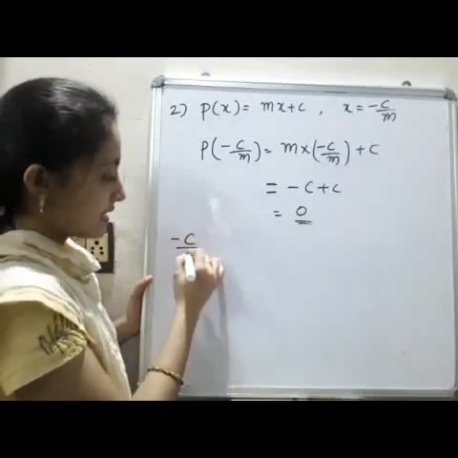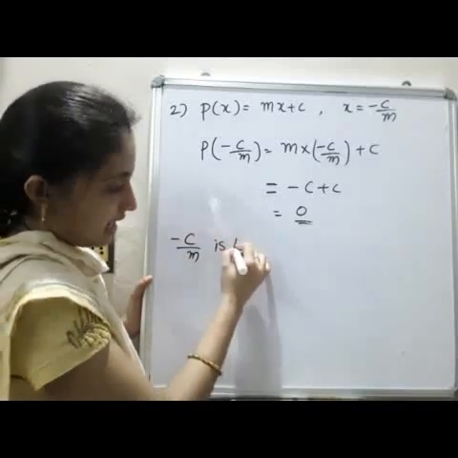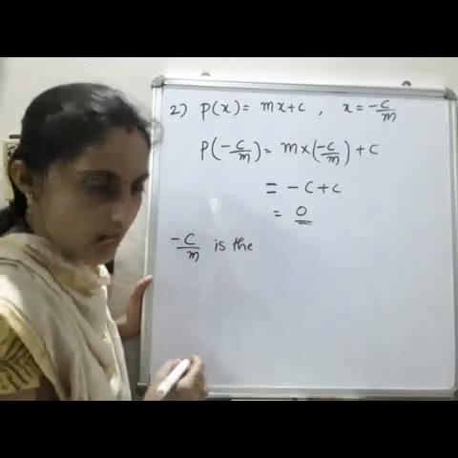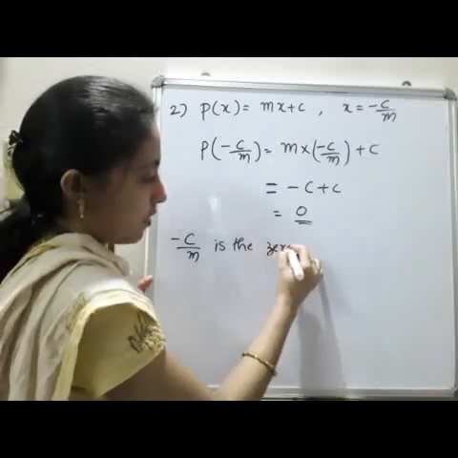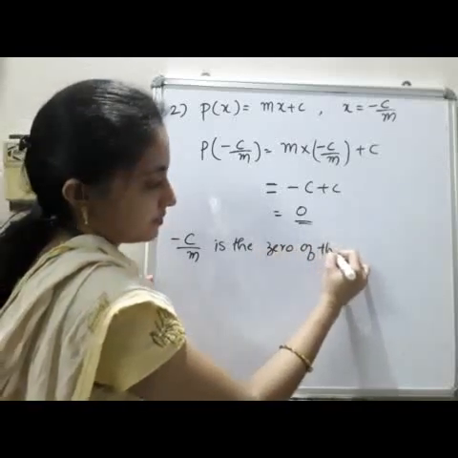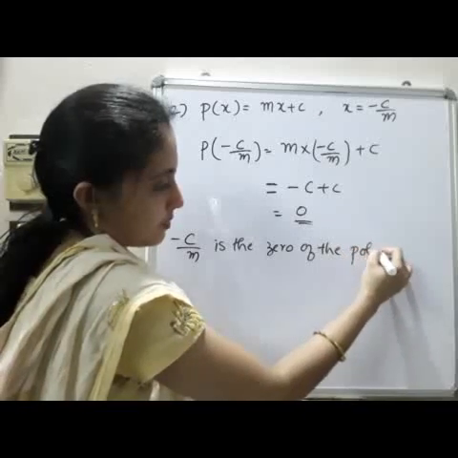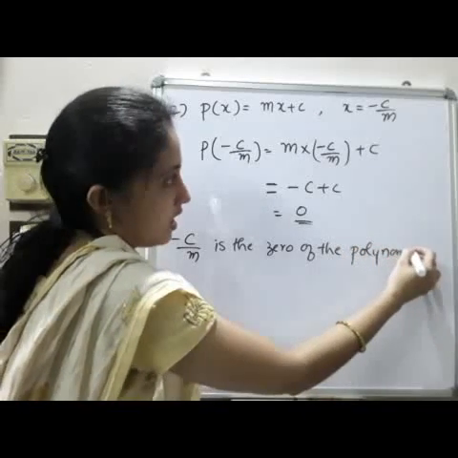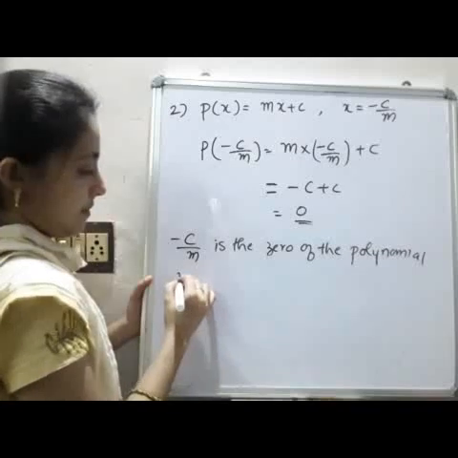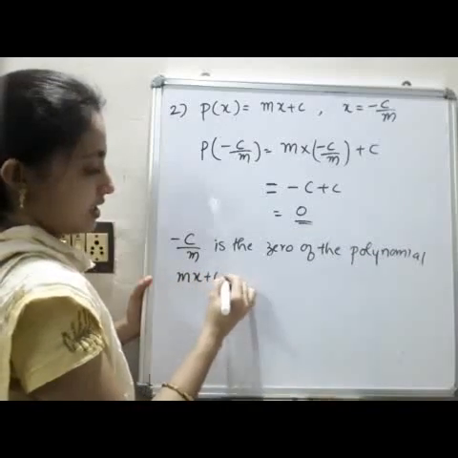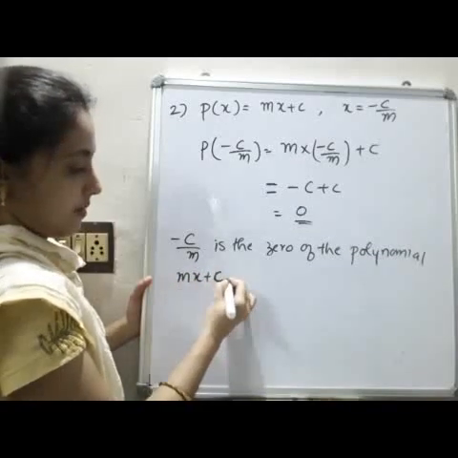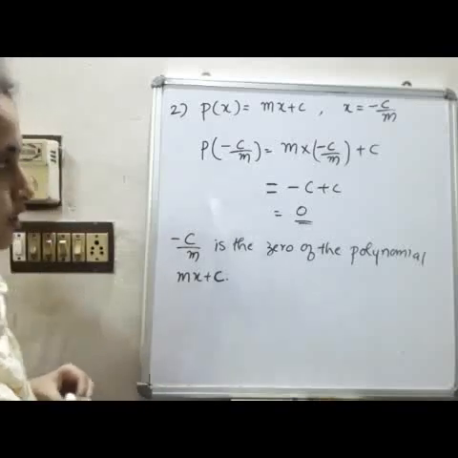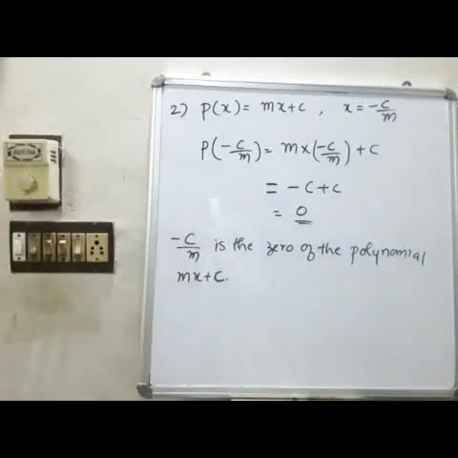What can we write? Minus c by m is the zero of the polynomial. Which polynomial? mx plus c. So hope you are clear on this question. We'll move to the next question.